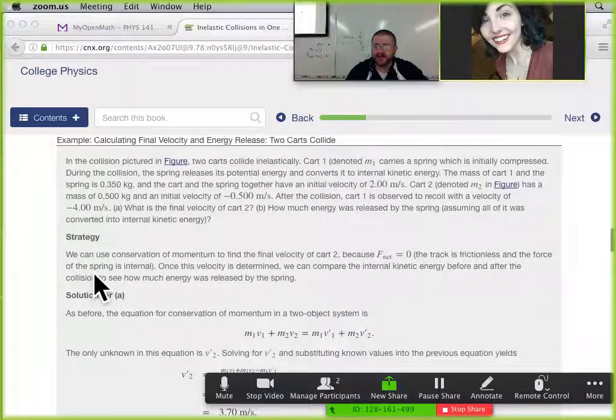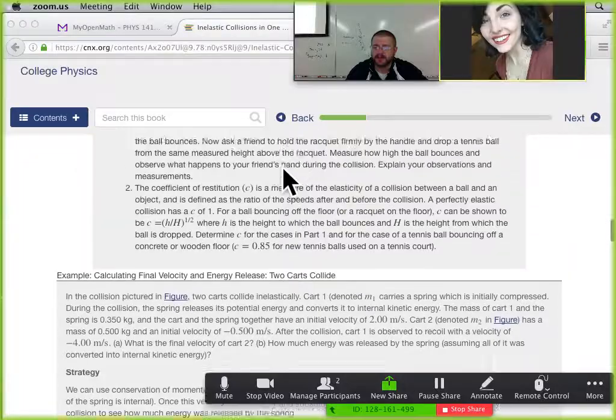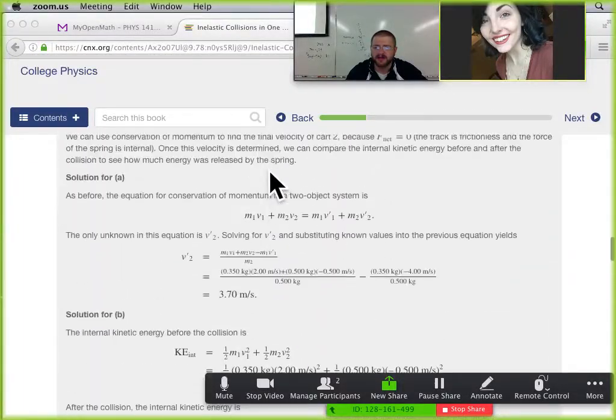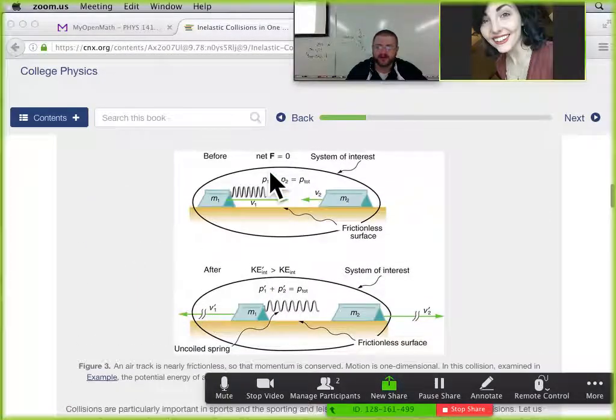So, let's do this one here. We have final velocity of 2 carts that collide. They're going to collide inelastically. So the picture is in which figure are we looking at here? Oh, it's this figure. Here's our carts now. So these carts are shaped in this funny shape because they're air track carts, which I have one of them, but I don't ever use it hardly.